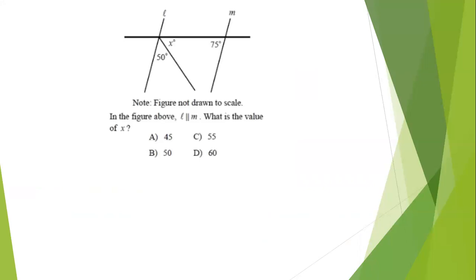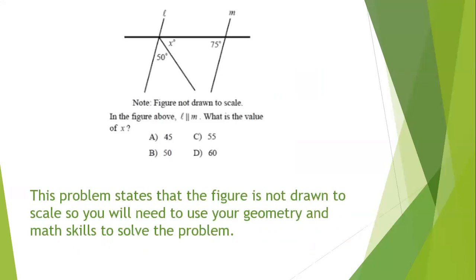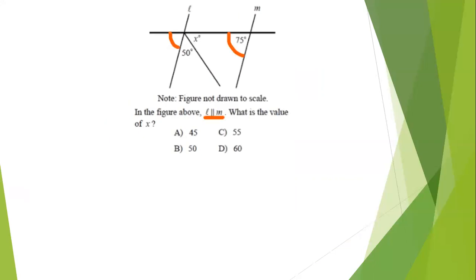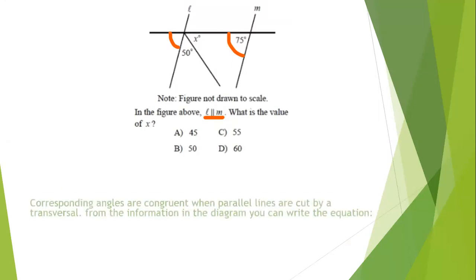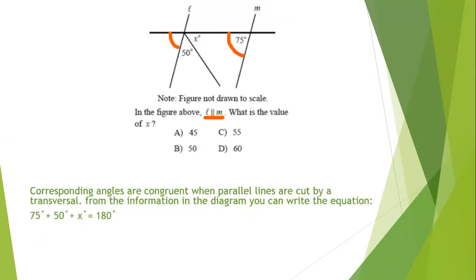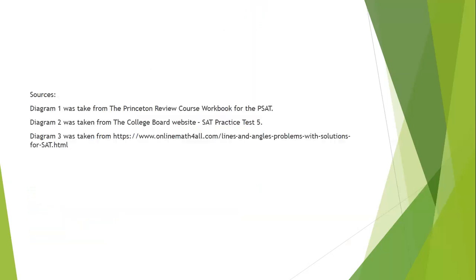This picture is different. It says very clearly, note, figure not drawn to scale. This means you're going to need to use some geometry and some math skills and probably write an equation to solve this problem. We know that the two lines are parallel, L and M. We know that corresponding angles are congruent when parallel lines are cut by a transversal. So we can now develop an equation of 75 degrees plus 50 degrees plus X degrees is 180 degrees. In doing the calculation, you'll see that the correct answer is 55.